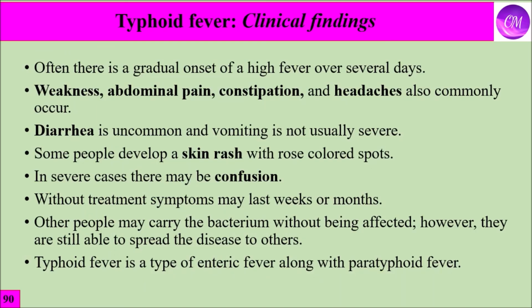The clinical findings of typhoid fever. Often there is a gradual onset of a high fever over several days. Weakness, abdominal pain, constipation, and headaches also commonly occur. Diarrhea is uncommon and vomiting is not usually severe. Some people develop a skin rash with rose-colored spots.